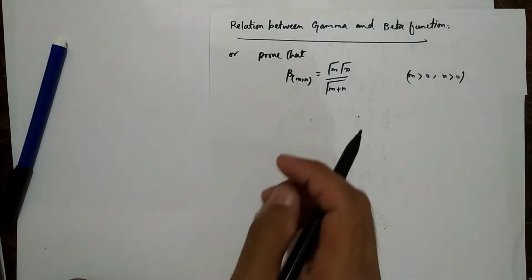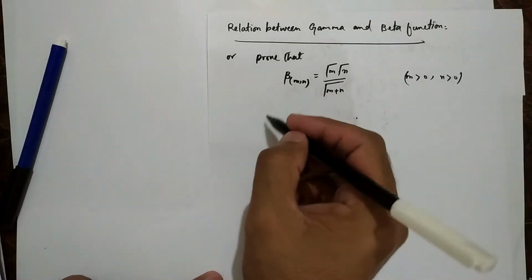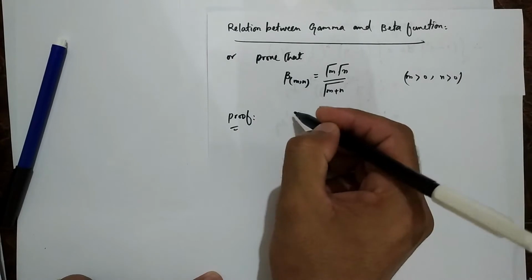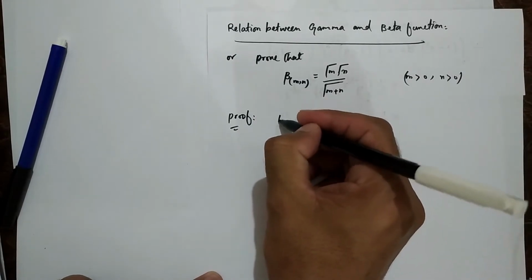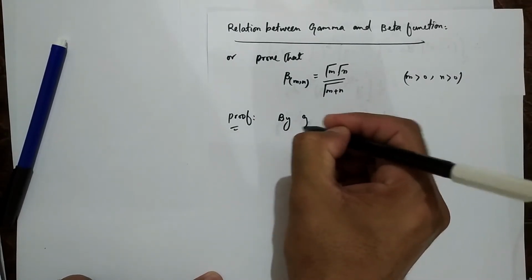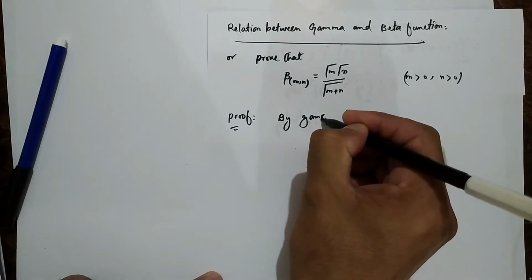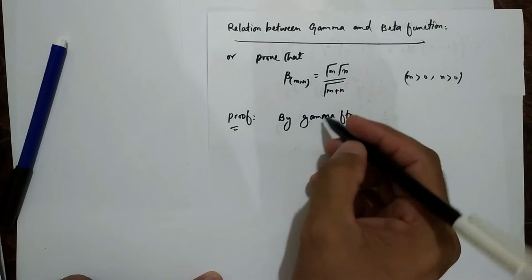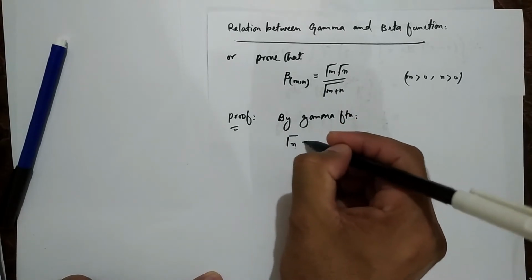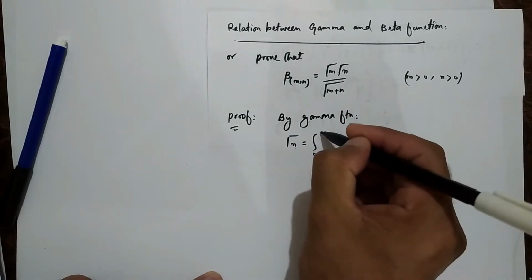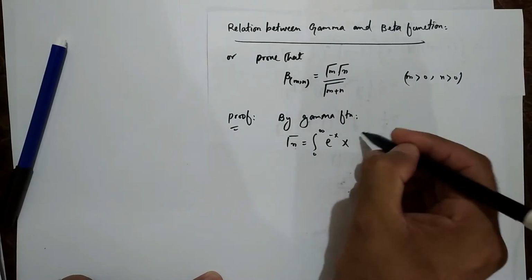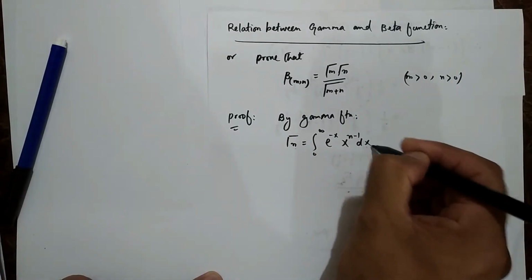So starting from the definition of gamma function, we know that gamma n equals integral from 0 to infinity e to the power minus x, x to the power n minus 1 dx.